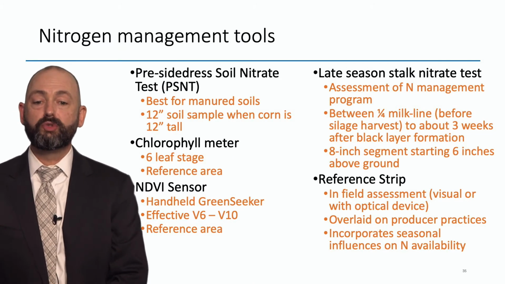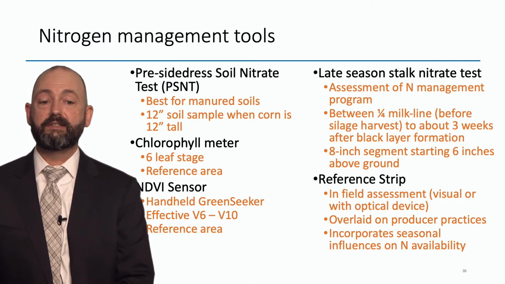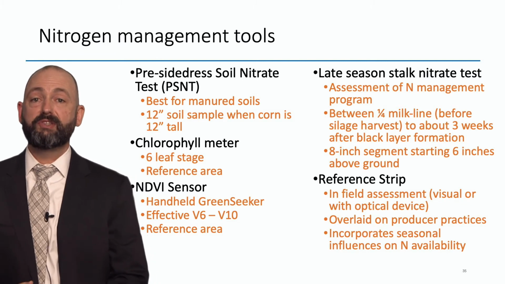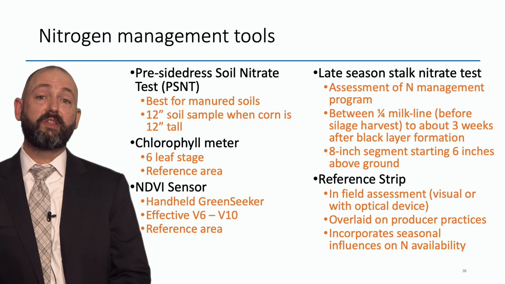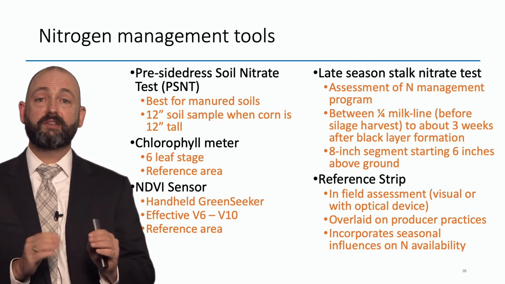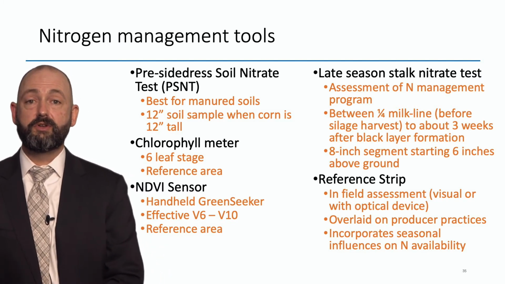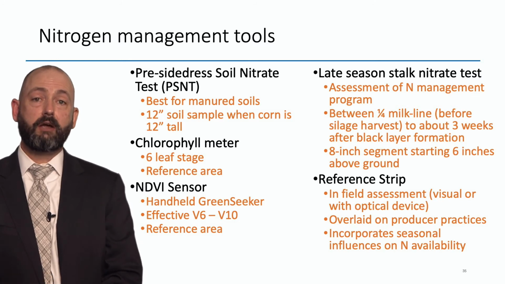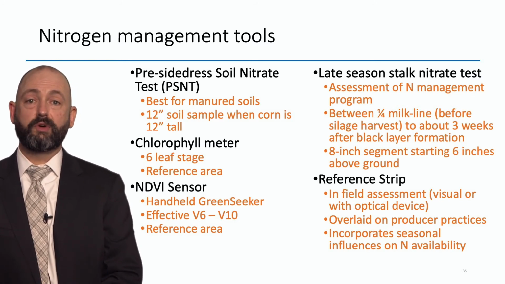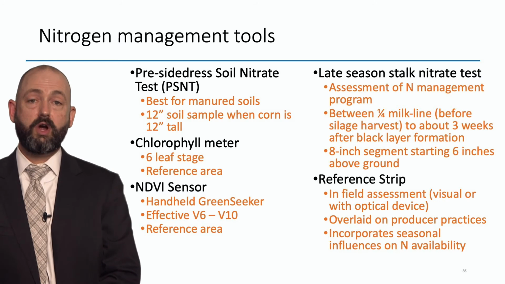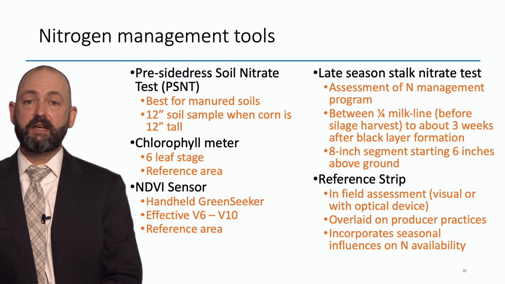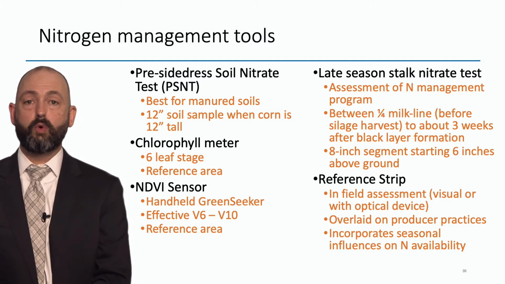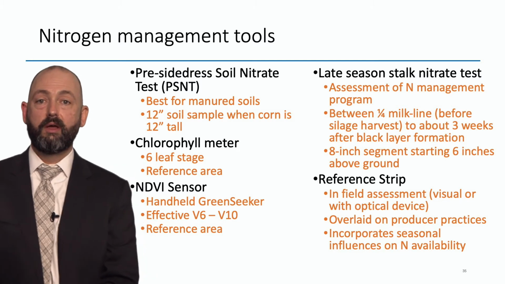So what are some of the tools that I have to manage nitrogen in season? I've got the PSNT, the pre-side dress soil nitrate test. This is a great test. It's actually probably one of the best correlated soil tests that we have. It's underutilized, but really I only recommend it when I have a large organic nitrogen source, either because I had a legume cover crop preceding my corn crop, or I applied manure to that corn crop in the spring. The PSNT does a great job of looking at that organic supply and how it's going based on the weather.